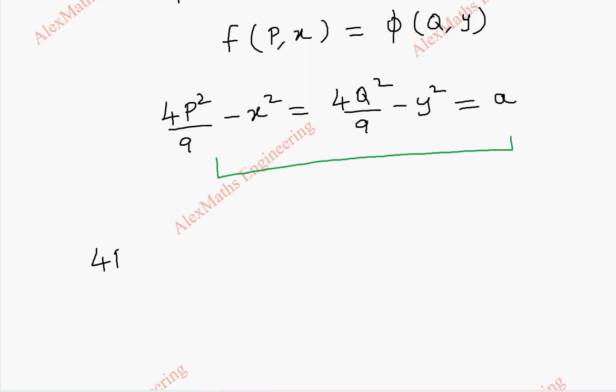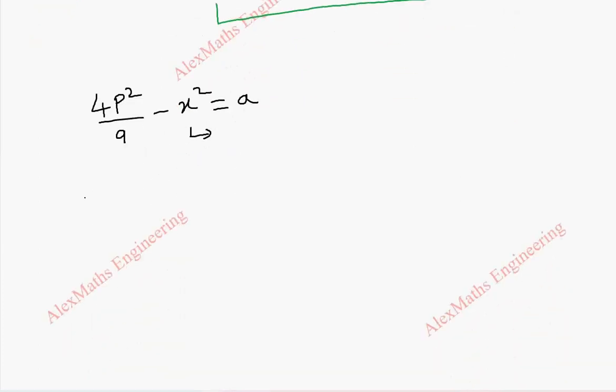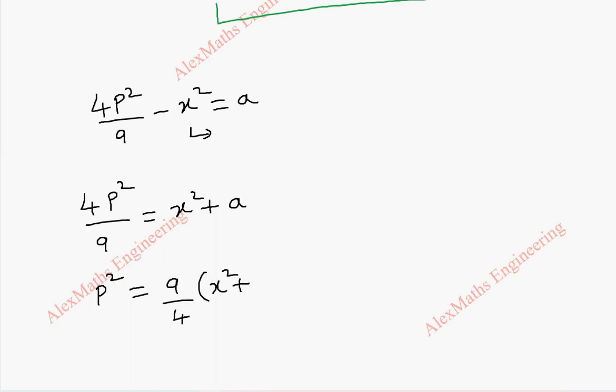So 4p square by 9 minus x square equal to a. By taking this x square to the other side, we are getting 4p square by 9 equal to x square plus a. Then p square will be 9 by 4 into x square plus a. Now taking square root, we get 3 by 2 root x square plus a.